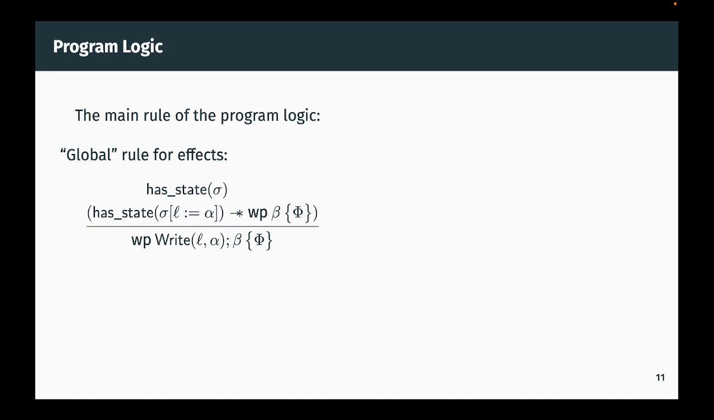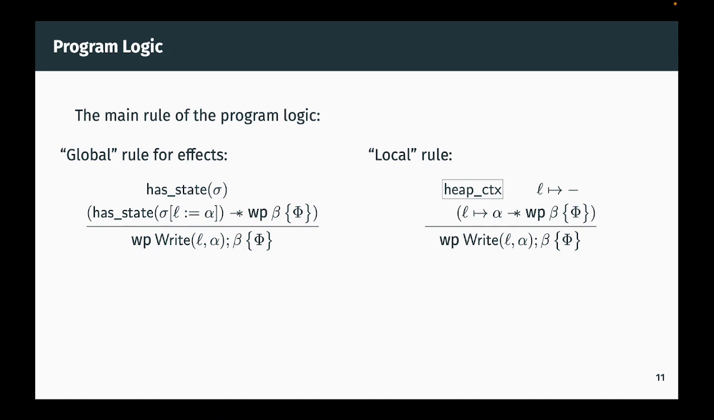Those of you who are familiar with separation logic might be thinking that this rule looks very suspicious, because it talks about the whole heap sigma and not just about this specific location L. But luckily, using the mechanisms of Iris, we can derive the more standard rule, which we call the local rule, which talks just about the location L and not about the whole state sigma. I just want to stress that we can derive this just in Iris without knowing anything about guarded interaction trees and so on.